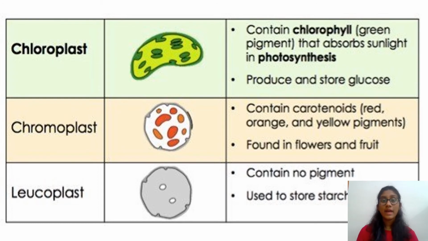Now, let us look at the types of plastids. Primarily, there are two types of plastids, chromoplasts and leucoplasts. Chromoplasts refers to the colored plastids, whereas leucoplasts refers to the colorless plastids. Now, chromoplasts that contain a green pigment called chlorophyll are called chloroplasts. We are aware that it is this pigment called chlorophyll that causes the green colored appearance of plants.